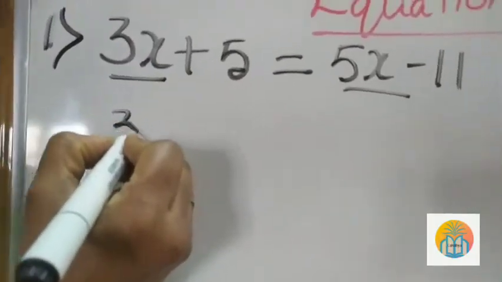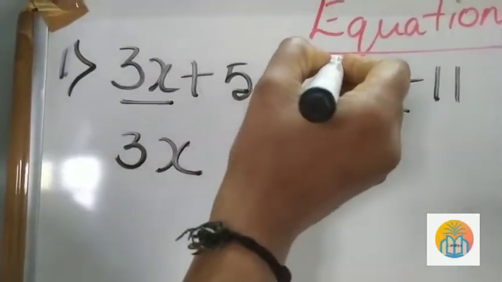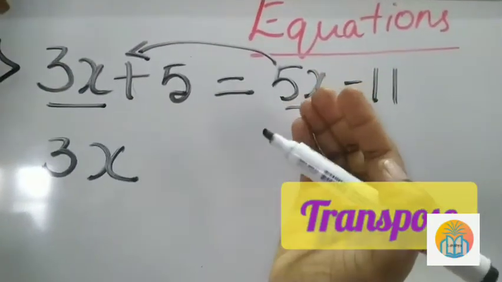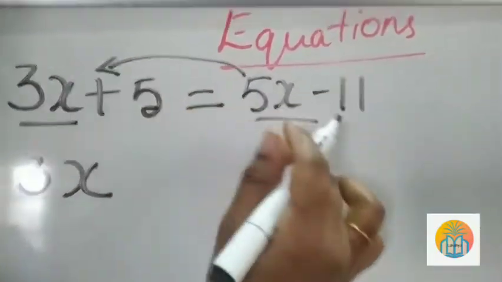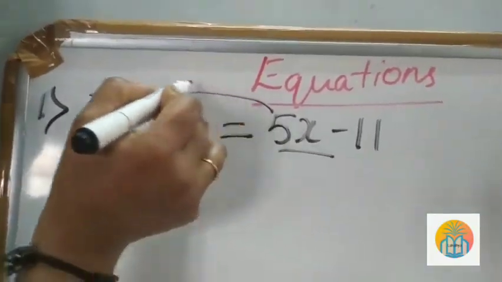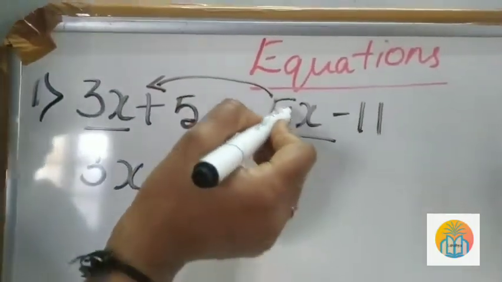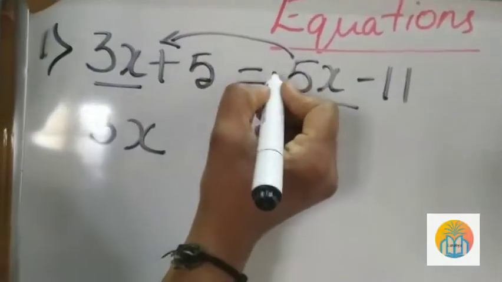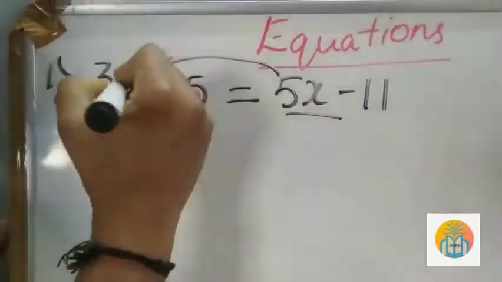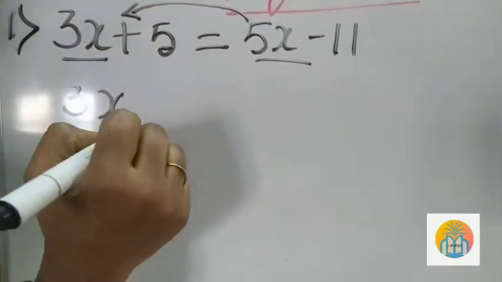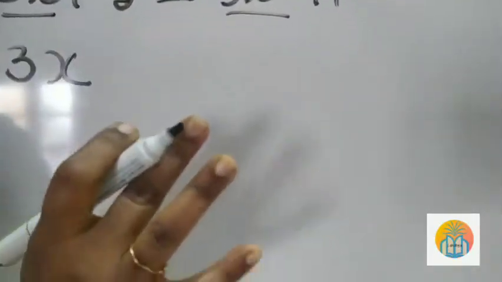I write 3x as it is, and I transpose the 5x present on the right side towards the left side. You can see the arrow mark here, from here to here it is going to jump. Whenever it jumps, some change happens: positive becomes negative and negative becomes positive.